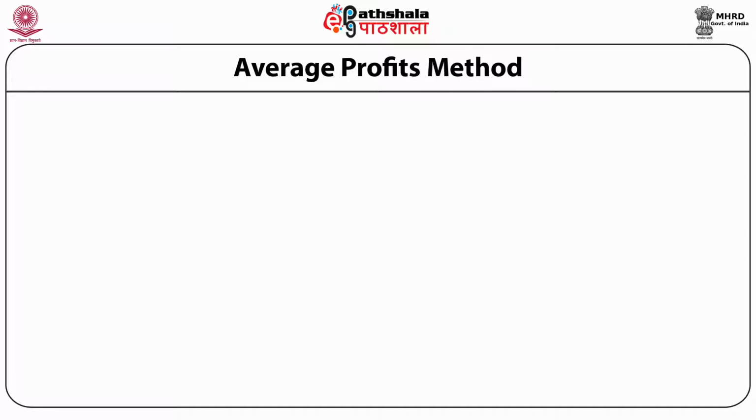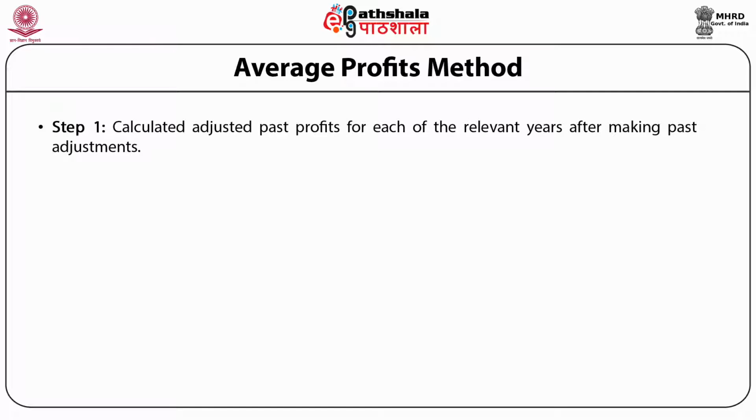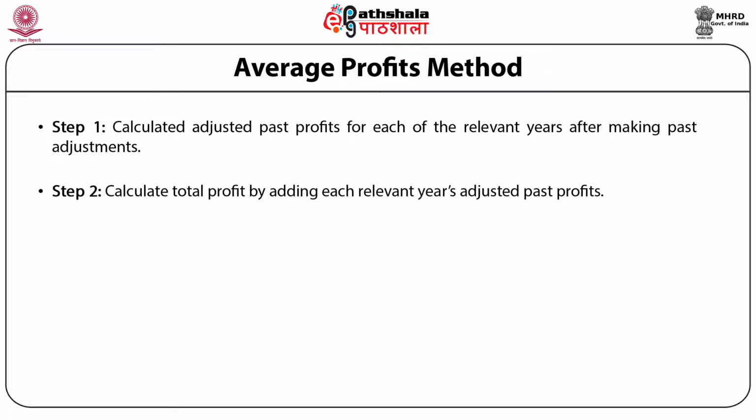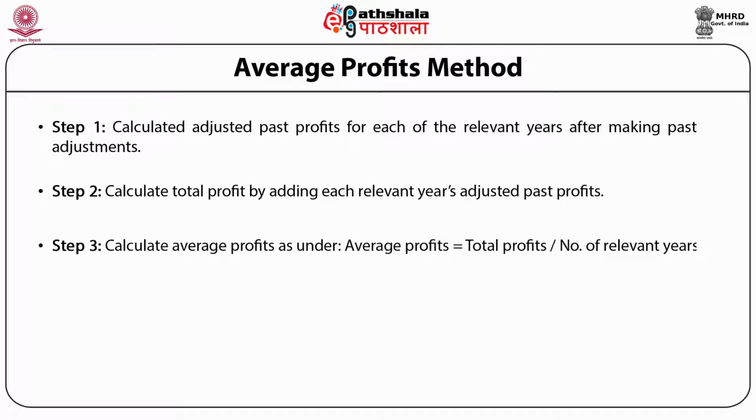Various steps have to be taken for calculating goodwill under the average profit method. These steps are divided into 5 parts. The first step is to calculate adjusted past profits for each of the relevant years after making past adjustments. It means first of all we have to make adjustments in past profits. After that, calculate total profit by adding each relevant year's adjusted past profits. In the third step, average profit is calculated by the formula total profit divided by number of relevant years.